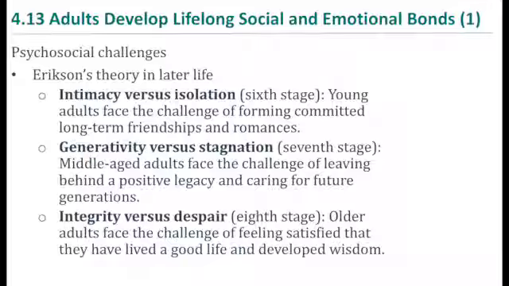So now we have Erikson's theory in later life. He has intimacy versus isolation. This would be the 6th stage. Young adults face the challenge of forming committed long-term friendships and romances. And then generativity versus stagnation. This is the 7th stage. Middle-aged adults face the challenge of leaving behind a positive legacy and caring for future generations. Then we have integrity versus despair. This is the 8th stage. Older adults face the challenge of feeling satisfied that they have lived a good life and developed wisdom.